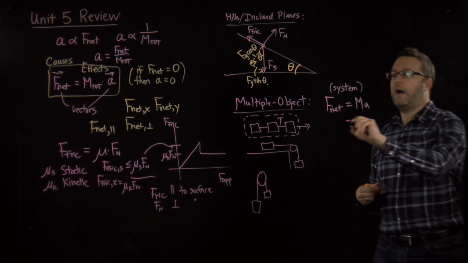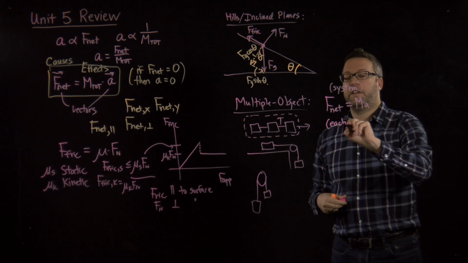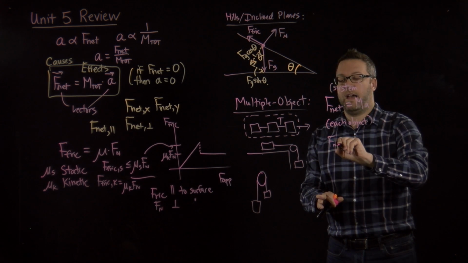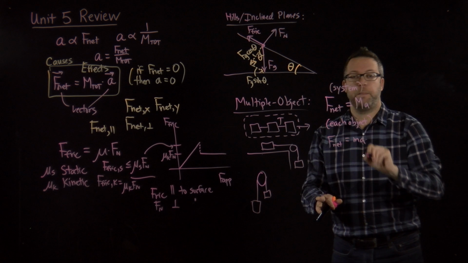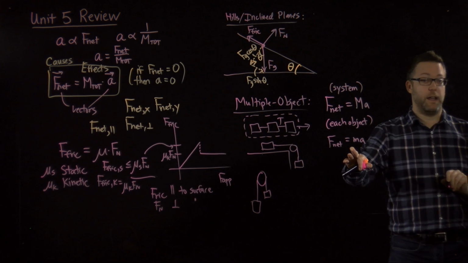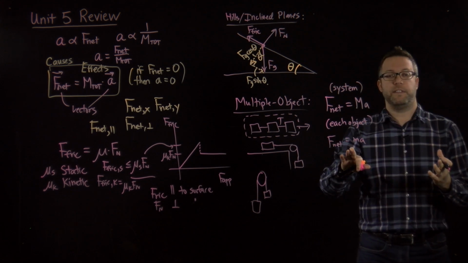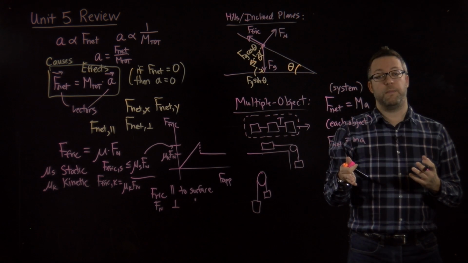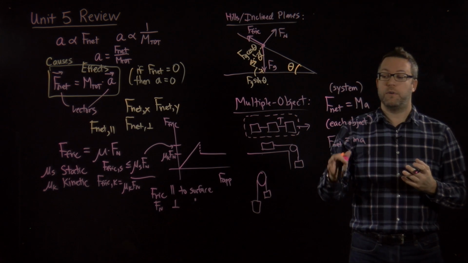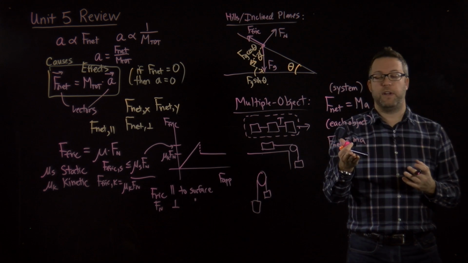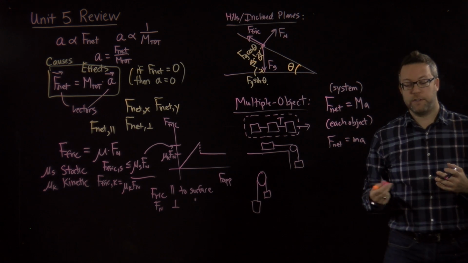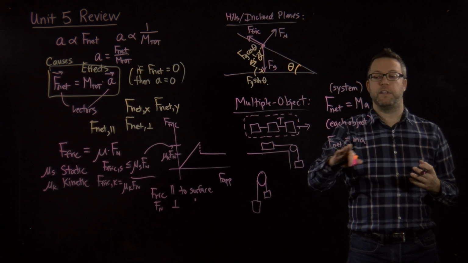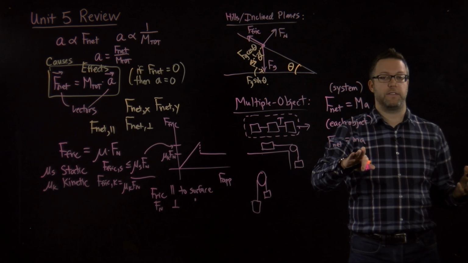However, you can also write for each object within the system, you can write Fnet is equal to ma. And you can write this as many times as there are objects in the system. And sometimes if you're on an angle, you might have 2 dimensions per object. So potentially you could have many different Fnet equals ma equations, but they all work the same way, that on the left side we put the forces, and on the right side we look at their effect.